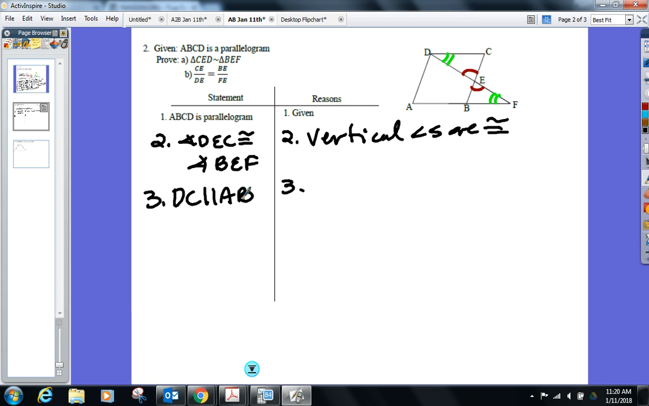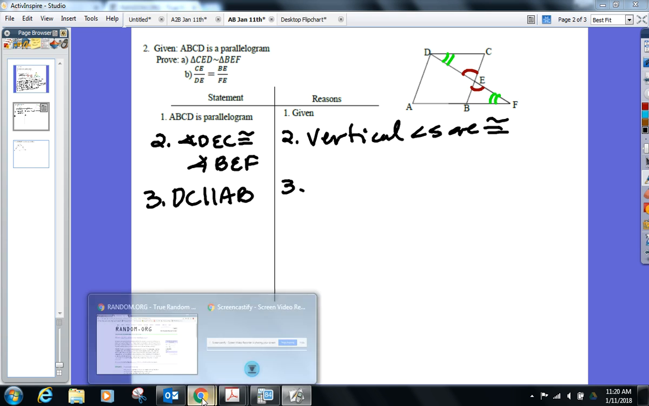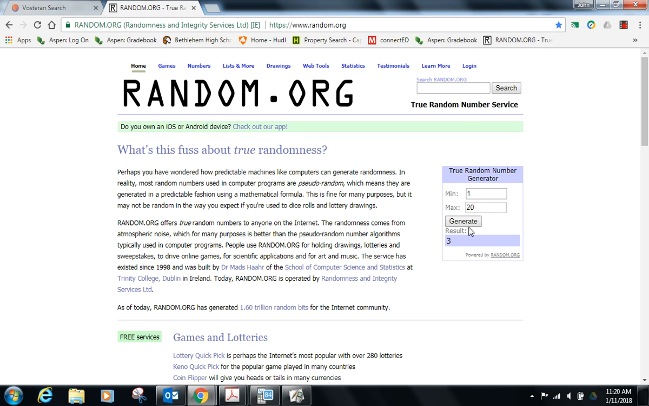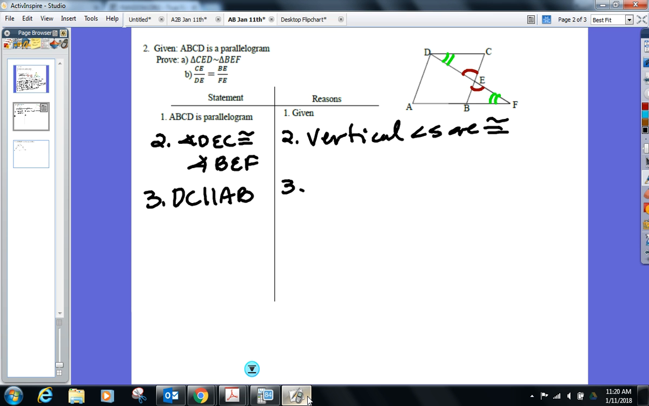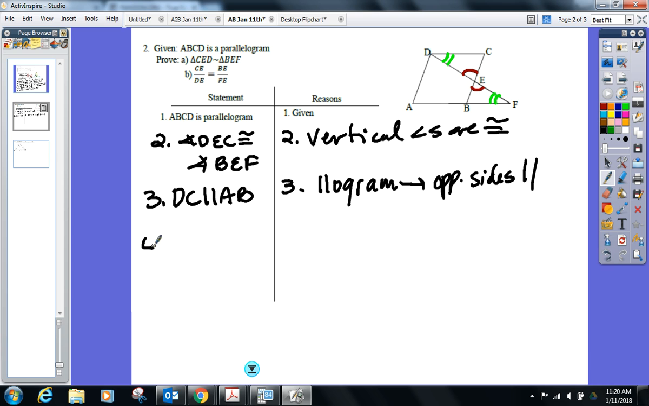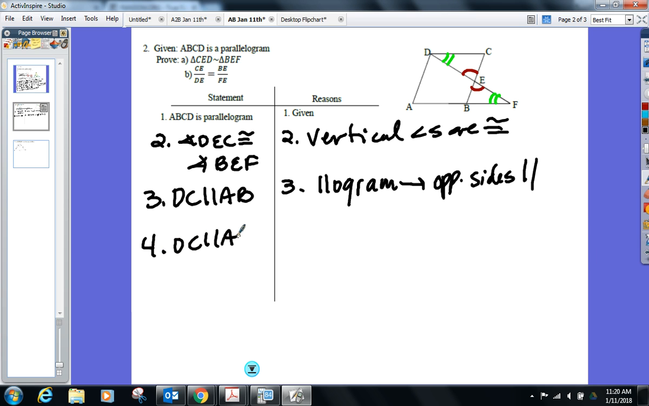Why are they parallel? Why are those parallel then? Now you can extend it out and say not only is DC parallel to AB, but it's parallel to AF. Yep. Extensions of parallel lines are parallel.